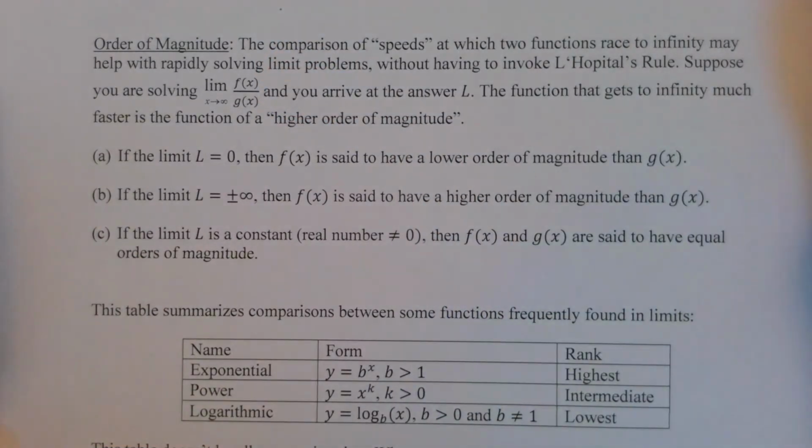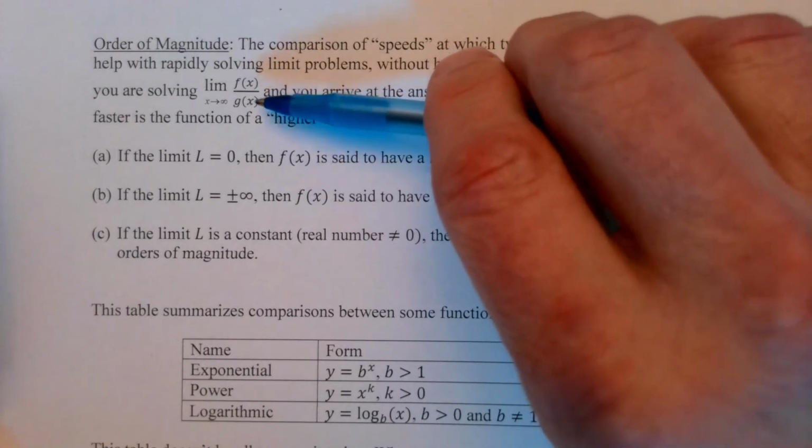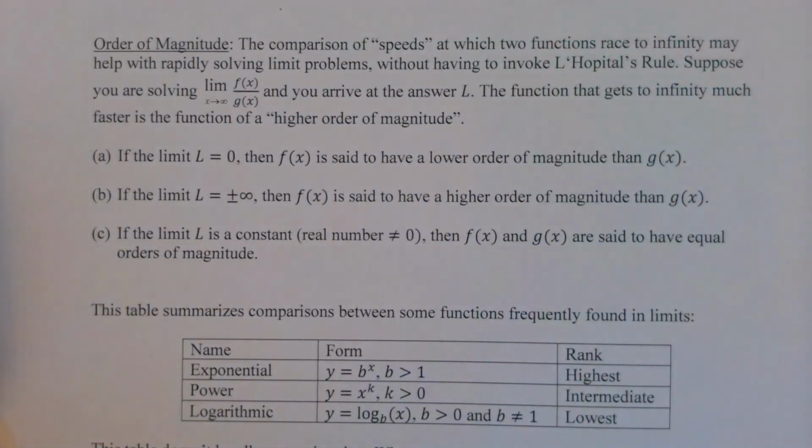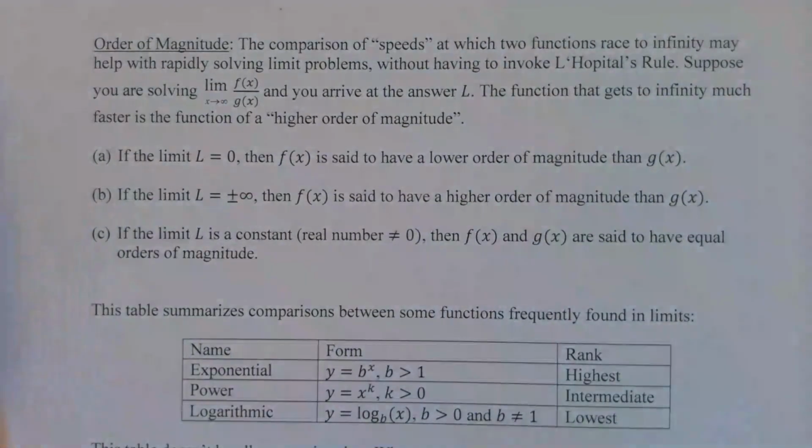There's a third possibility. You take the limit as x goes to infinity of this ratio, and the answer comes out to be a non-zero constant, like 2, or negative 4.5, whatever it is. In that case, we would say that these two functions have equal order of magnitude.